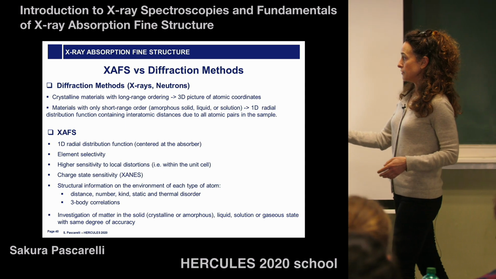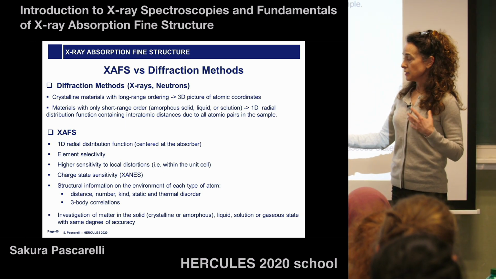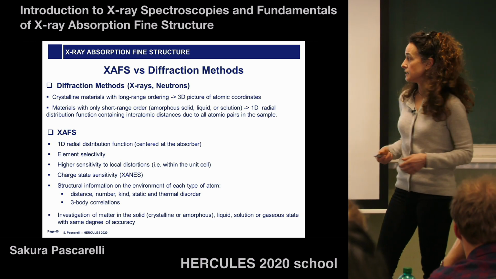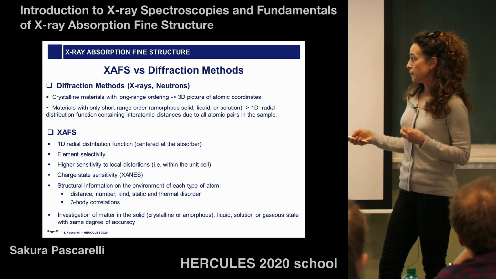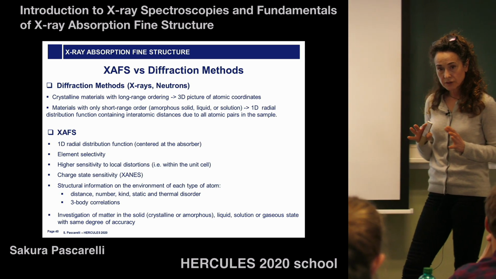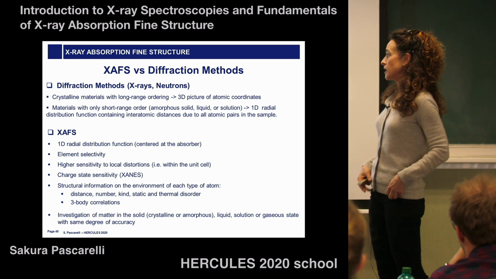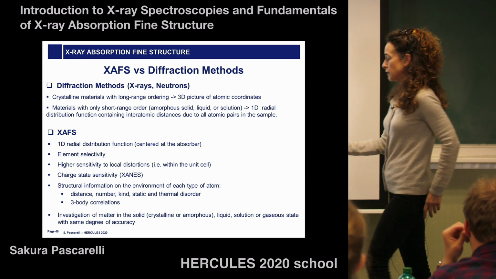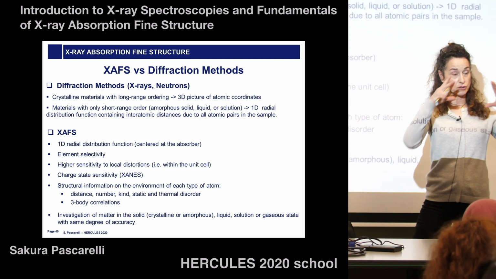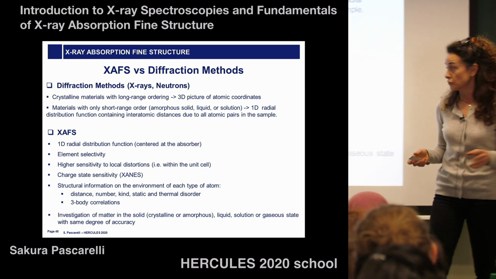Then you also have electronic sensitivity, sensitivity to the charge state. You are very sensitive to the local structure. The nearest neighbor you can get with very high precision. And then, as I said, if you get very good data, you can get information on triangles, the distribution of triangles. That's something that you cannot do with diffraction.